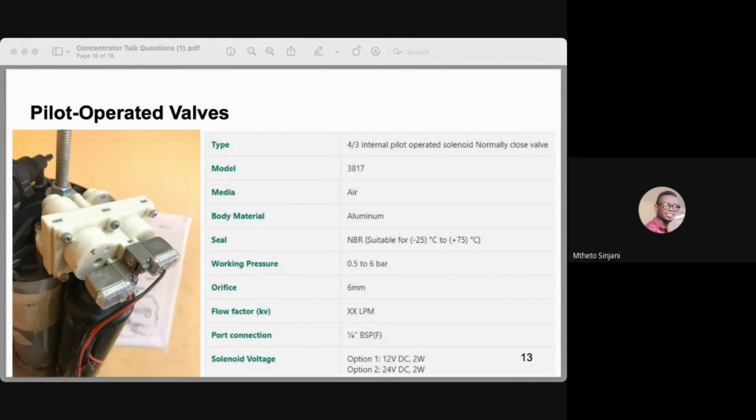Remember that whenever you want to replace these pilot valves, you need to pay attention to the type of valve and make sure they match up, and that will work for you. Otherwise, that's basically it about the pilot operated valves. And I know the direct acting valves are straightforward. So thank you so much, Maui.